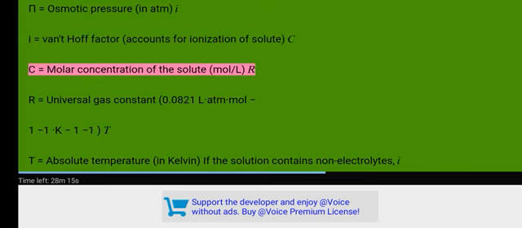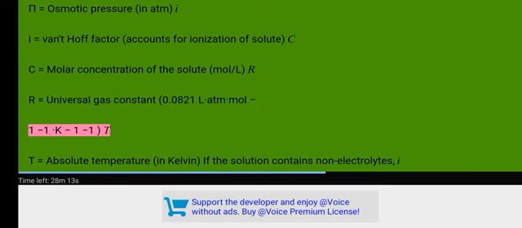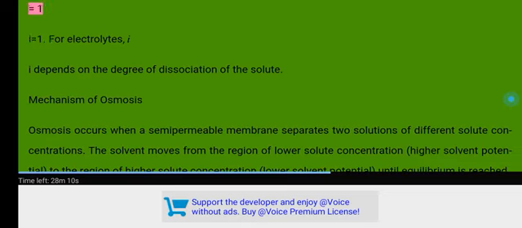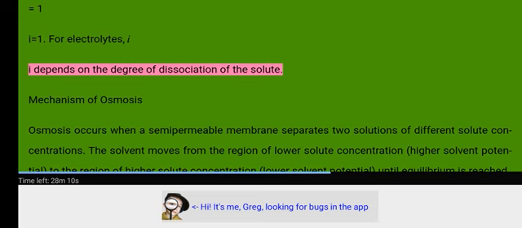C equals molar concentration of the solute in mole per liter, R equals universal gas constant, 0.0821 L atm mol^-1 K^-1, T equals absolute temperature in Kelvin. If the solution contains non-electrolytes, i equals 1. For electrolytes, i depends on the degree of dissociation of the solute.